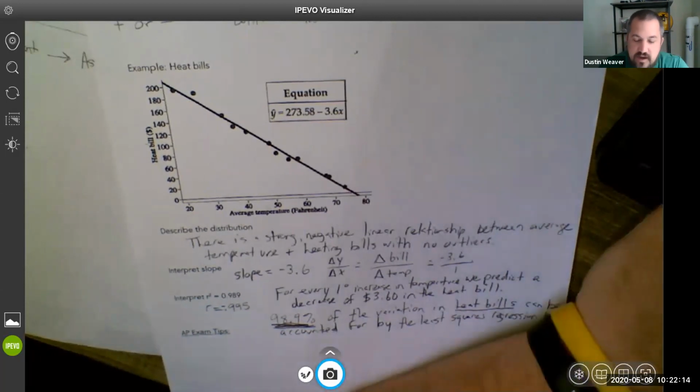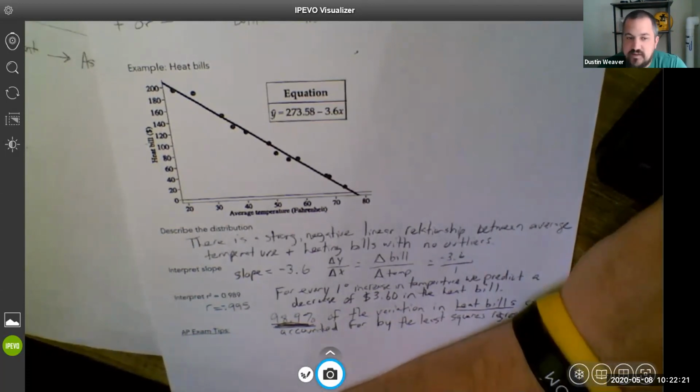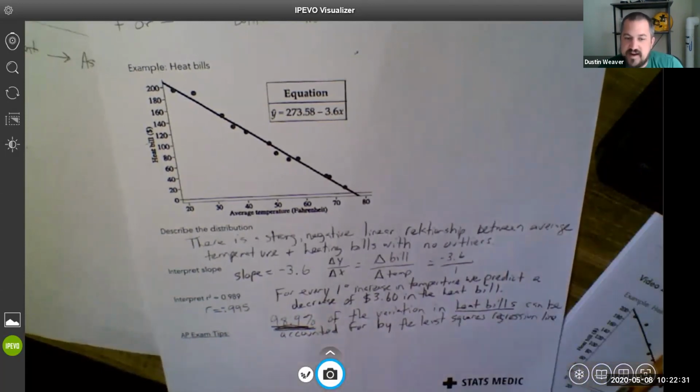What does R represent? R represents the correlation, so that is the relationship between the points. R squared is called the coefficient of determination, and that is the percent of variation that can be accounted for by the least squares regression line.